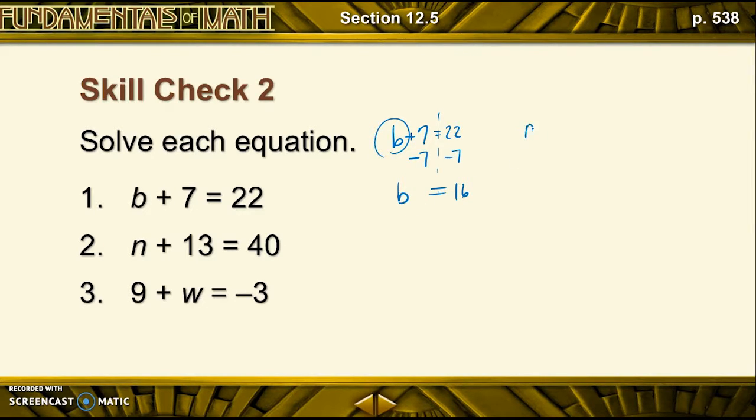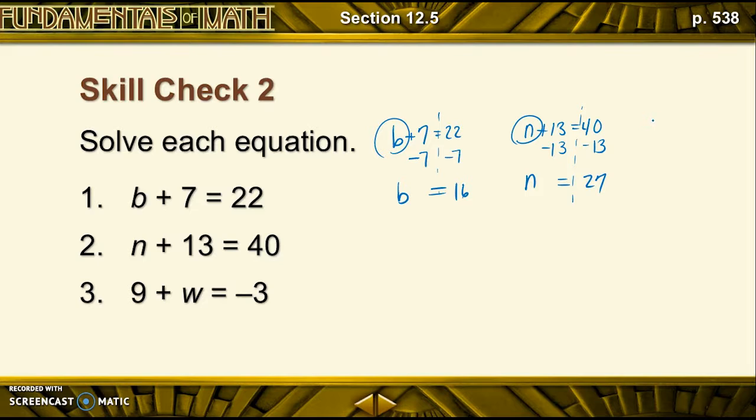The second one we had n plus 13 equals 40. So we want to get n all by itself on one side of the equation. We are adding 13, so our inverse operation is to subtract. We end up with n equals 27.